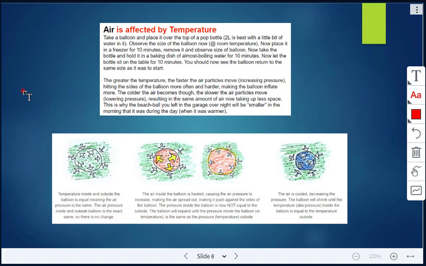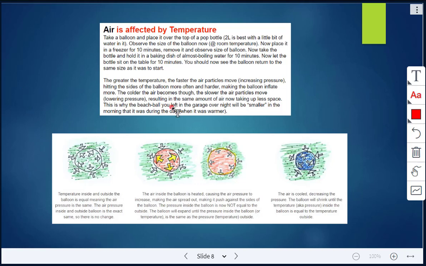So remember that if you heat up particles of air, they will start to move faster. And if you cool down particles of air, they will move slower.